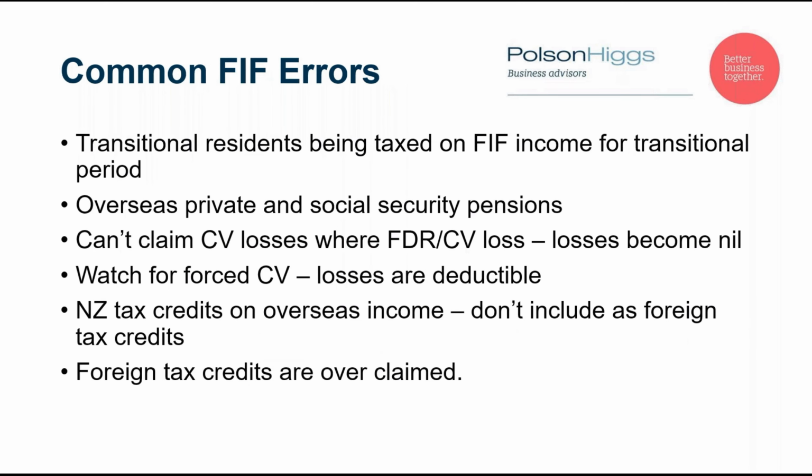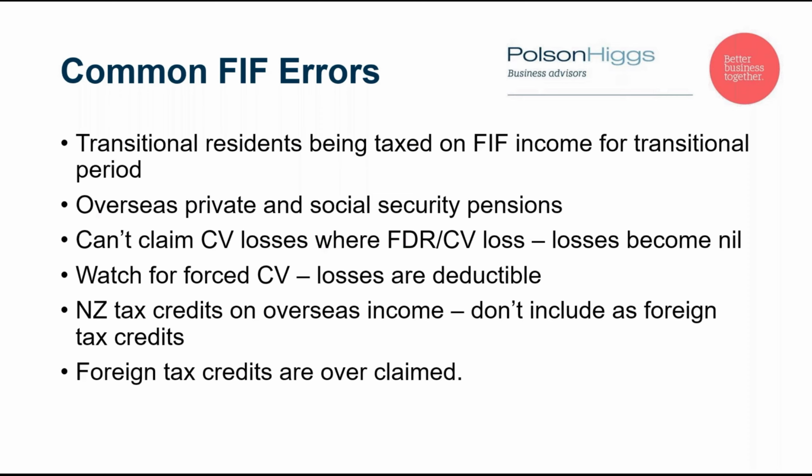What are some common errors we see in the FIF regime? Transitional residents, so people that have moved to New Zealand and never been here before, get 4 years where they can still treat themselves as non-resident for certain things, so they don't have FIF income in that transitional period. Claiming a CV loss when we only optionally chose to use the CV method. We can't have that loss, it's limited to 0. Conversely, where we're forced to use the CV method, we can claim our loss and that's not always done.